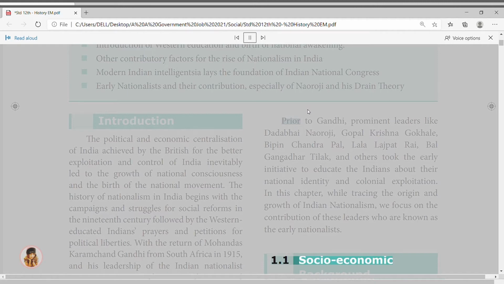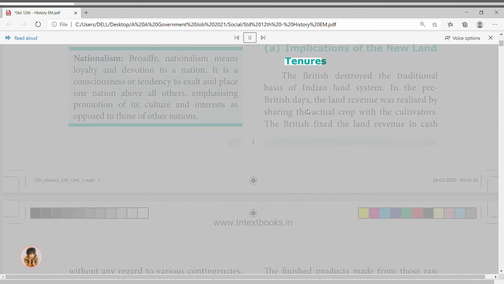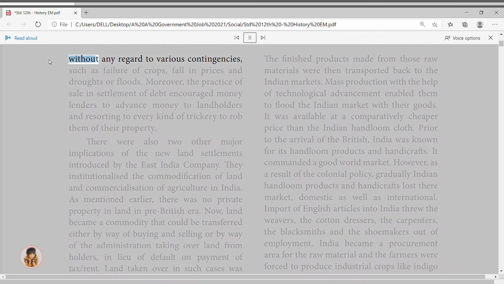1.1 Socio-economic background. Implications of the new land tenures. The British destroyed the traditional basis of Indian land system. In the pre-British days, the land revenue was realized by sharing the actual crop with the cultivators. The British fixed the land revenue in cash, without any regard to various contingencies, such as failure of crops, fall in prices and droughts or floods.